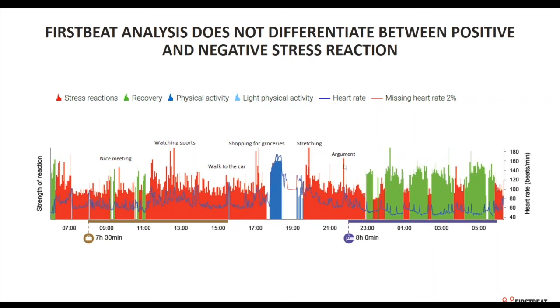An argument in the evening, an example of a little bit more negative stress reaction. You can see the red colors rising here in the evening. It occurred right before bed and quite possibly had an effect on why there are even quite a few stress reactions persisting into the sleep period.